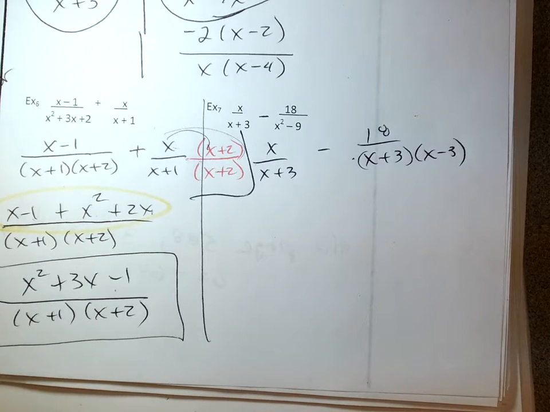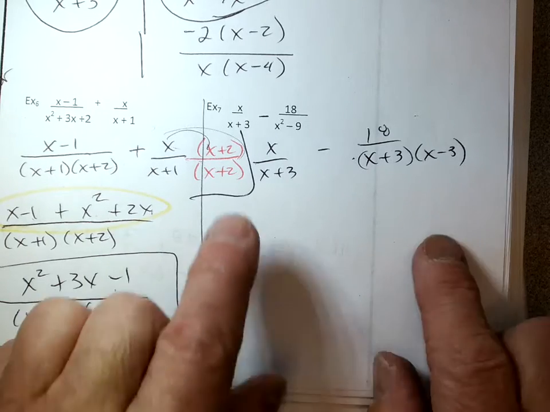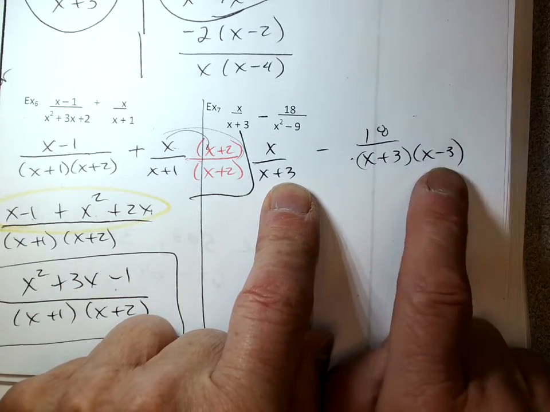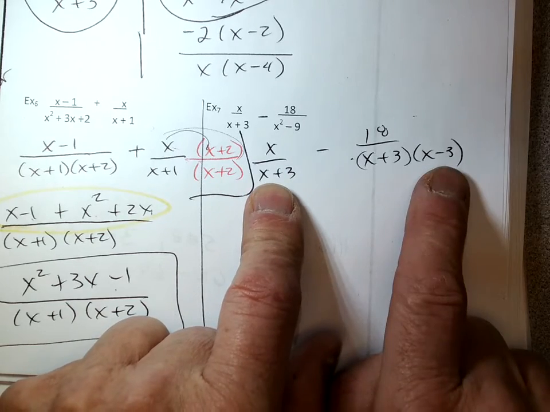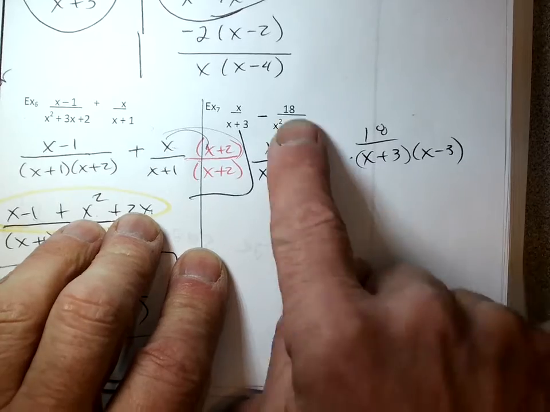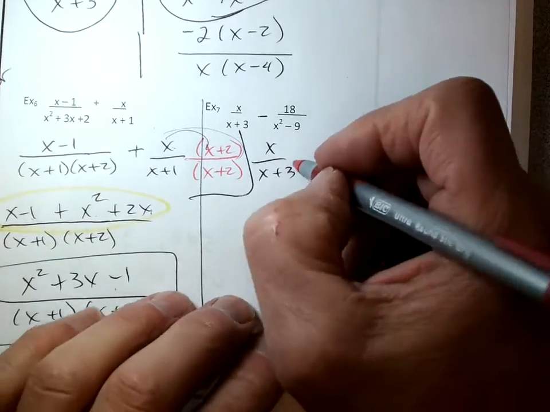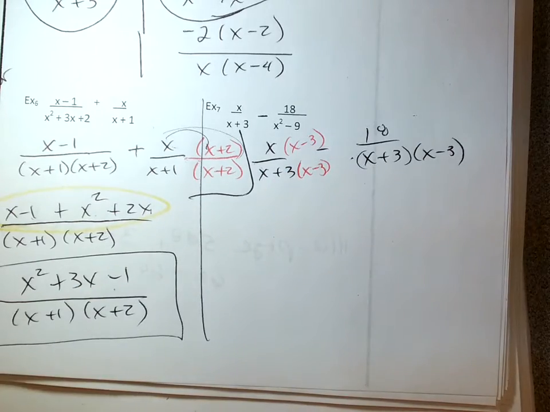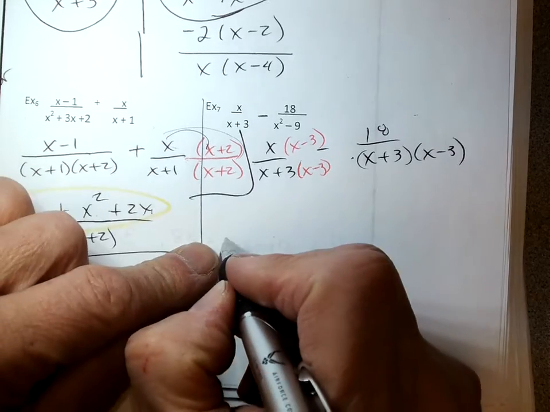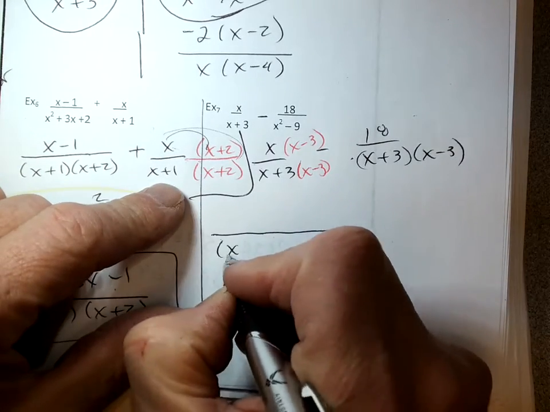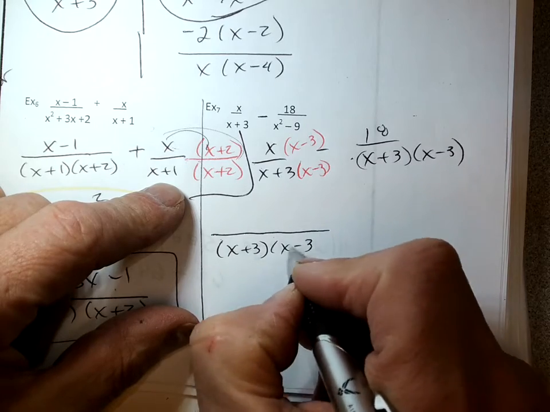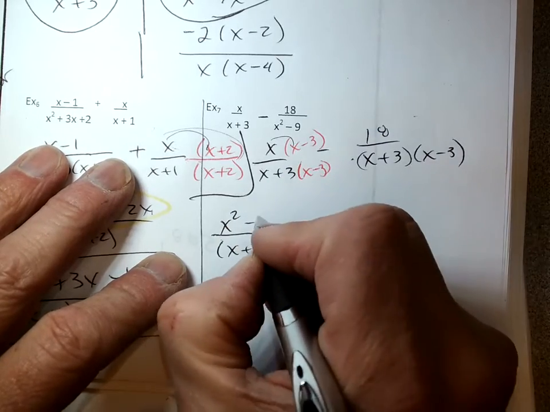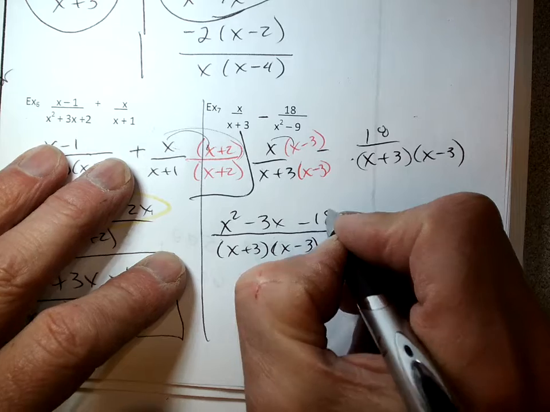They both have an x plus 3, right? But this one has an x minus 3 and this one doesn't. So let's give this first fraction that x minus 3, both top and bottom, x minus 3, okay? Property of 1. So now we have a common denominator. Common denominator is my x plus 3, x minus 3, and my numerator then becomes an x squared minus 3x minus 18.